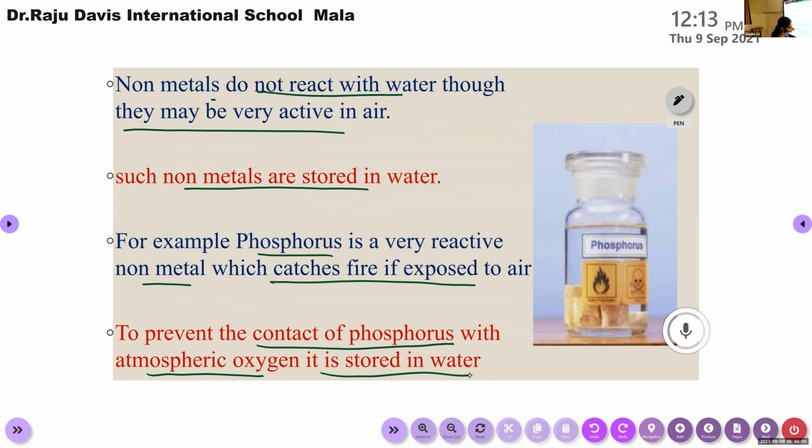So who will read the slide? Yes, Lakshmi, you can read. Non-metals do not react with water, though they may be very active in air. Such non-metals are stored in water. For example, phosphorus is a very reactive non-metal which catches fire if exposed to air. To prevent the contact of phosphorus with atmospheric oxygen, it is stored in water. Okay. So that's about the reaction of non-metals with water.